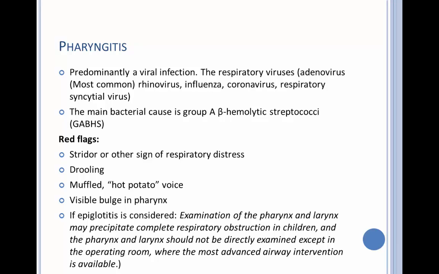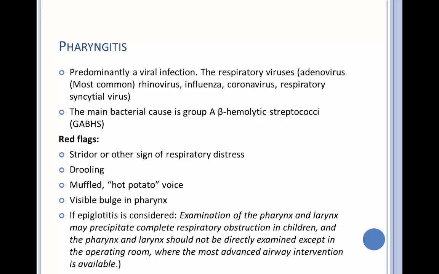Physical examination should never be done in a child suspected of epiglottitis, so never open the pharynx and never examine the posterior pharynx with a tongue blade depressor, because that could trigger complete airway obstruction. Look for erythema, look for exudates, look for any swelling of the tonsils or any lymphadenopathies that could lead you to a different diagnosis. The following findings are of particular concern, and those are called red flags.